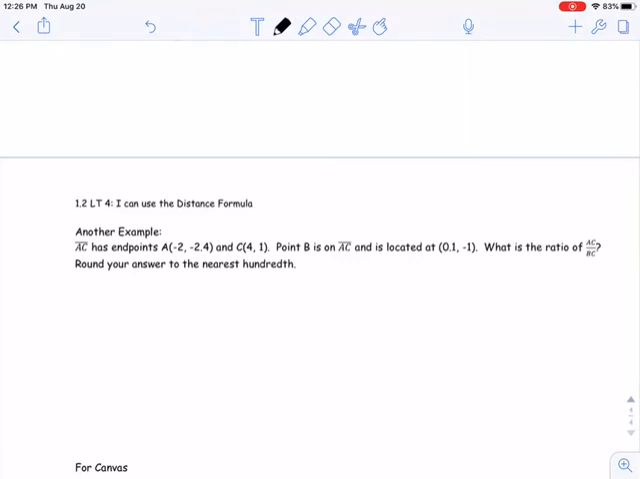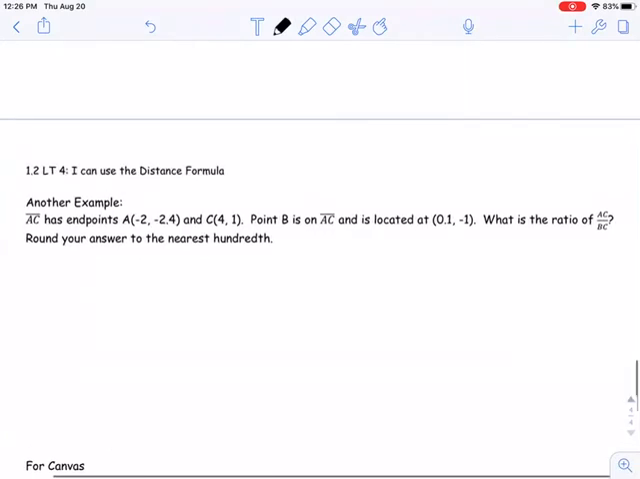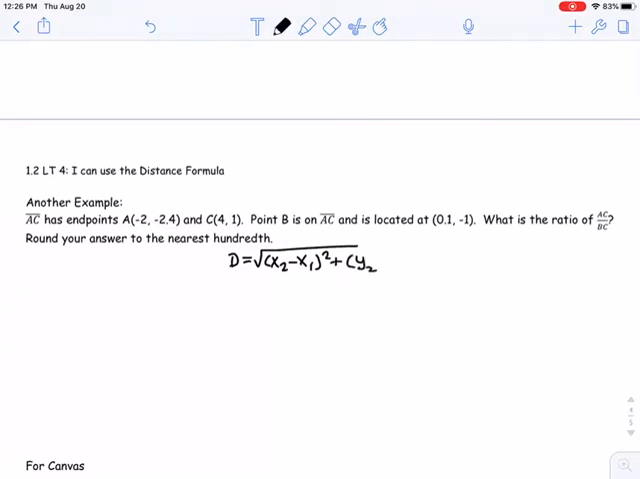So this is going to be really good practice on just using the distance formula. So I'm going to write it right here. Distance formula equals the giant square root of x sub 2 minus x sub 1 squared plus y sub 2 minus y sub 1 squared. Cool beans.